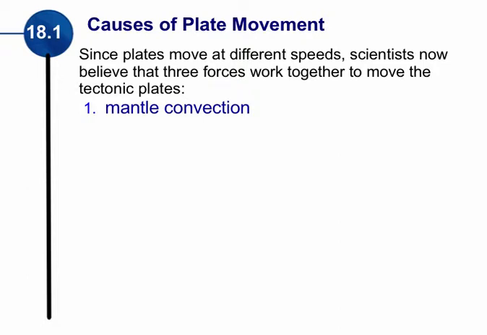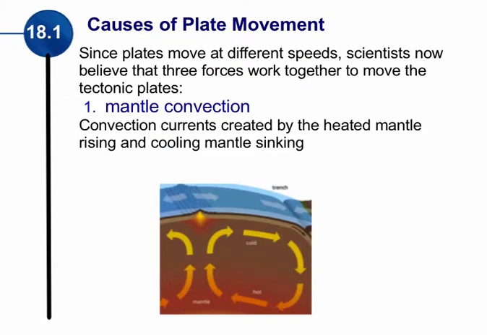And convection, or convection currents, or mantle convection, is really just this rising of heated mantle. So the mantle from the core gets heated up and then rises to the surface of the Earth, getting closer and closer. Now, as it rises to the surface, it goes along the bottom of the plate and eventually drops back down and then cools. So this mantle convection is actually causing the plates to move.